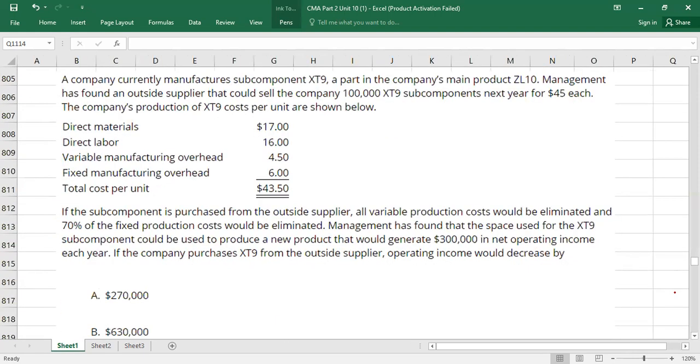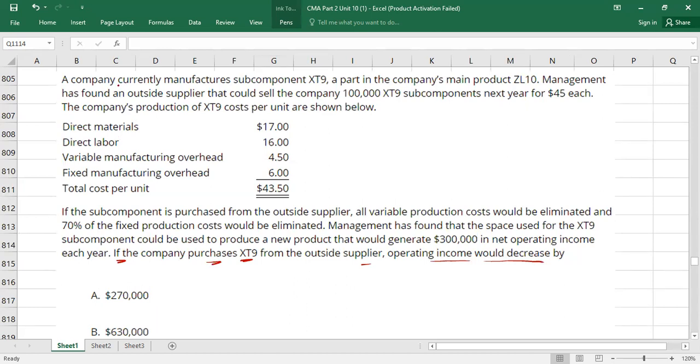Here we have another question. I need concentration, guys. Let's read the question here. Please remember, always try to first read the requirement, so then you will be more specific. They're saying, if the company purchases XT9, the name of the product, from an outside supplier, operating income would decrease by what? What would be the loss if you bought the product from outside? This is the question. Let's read it together now.